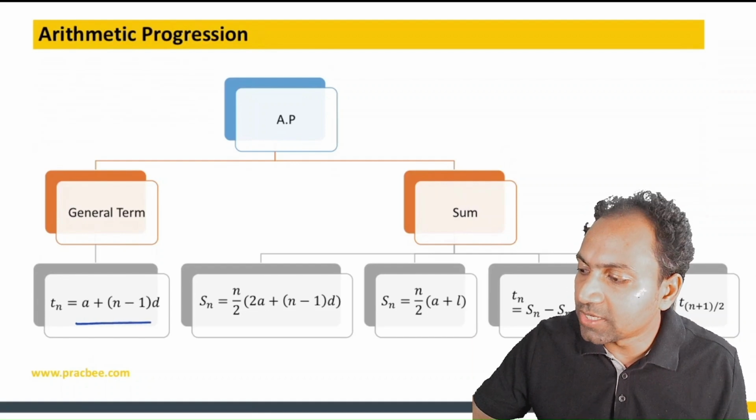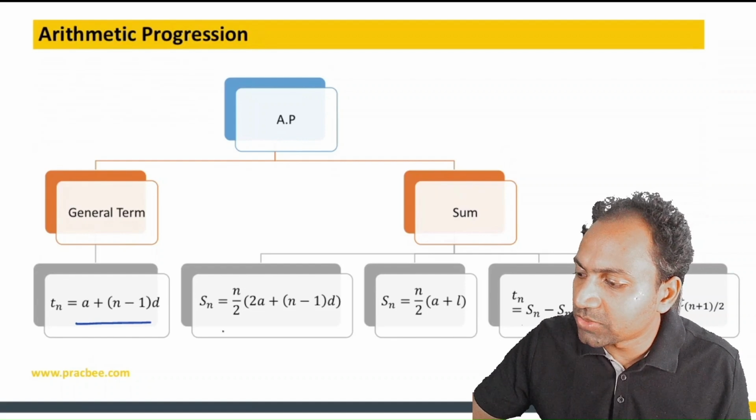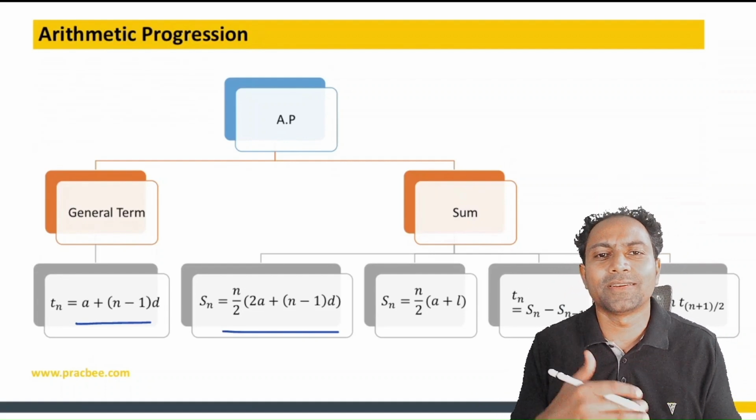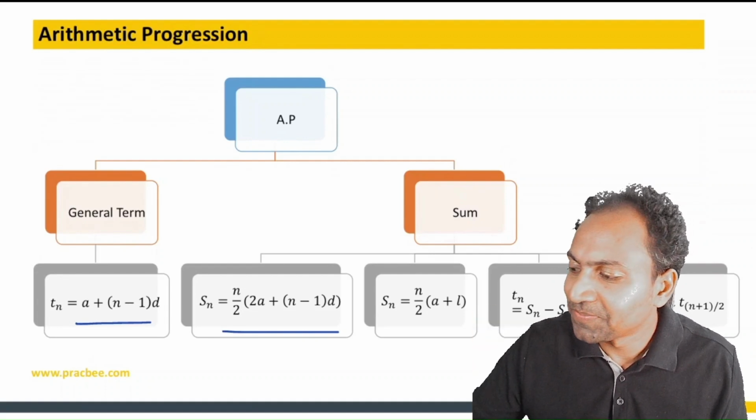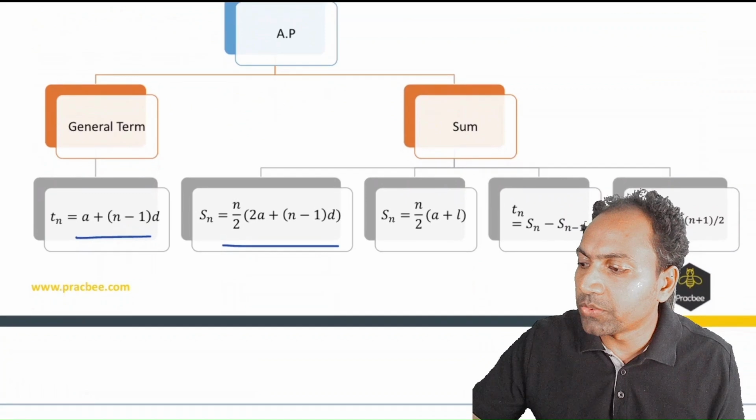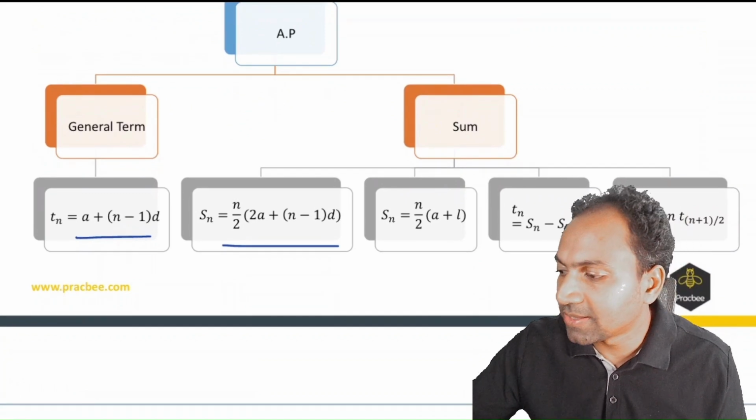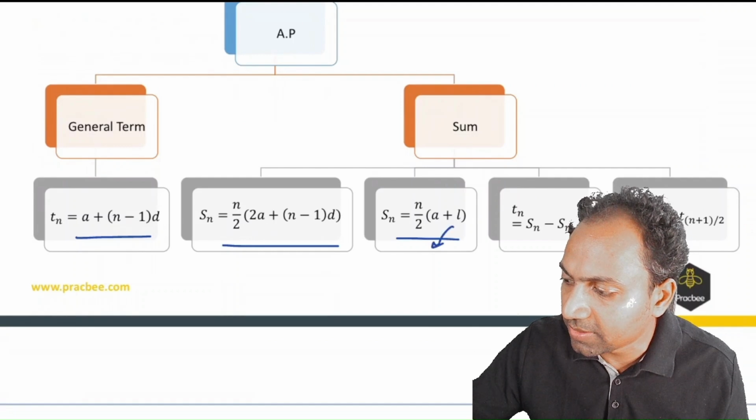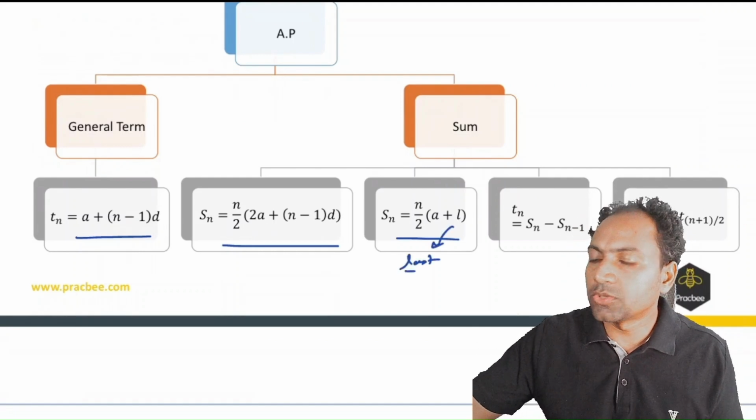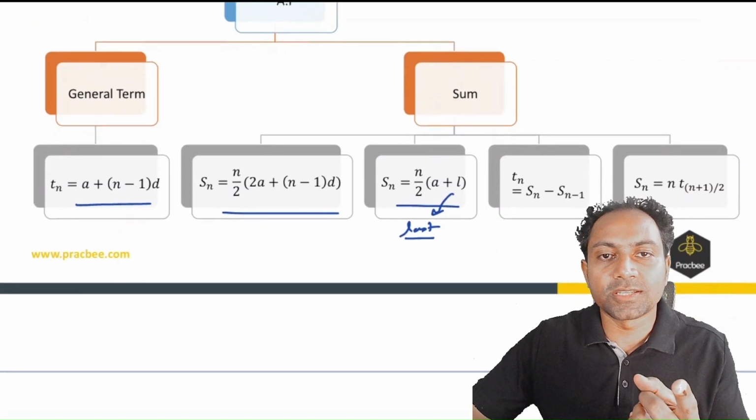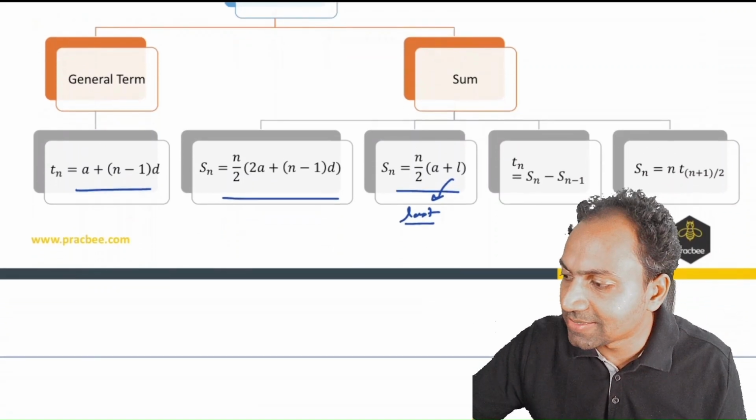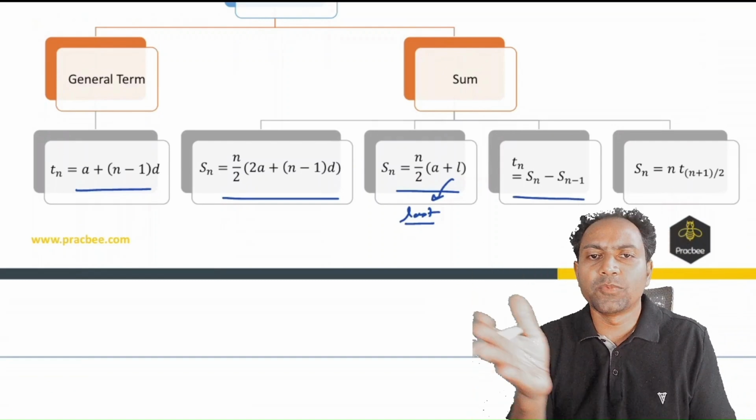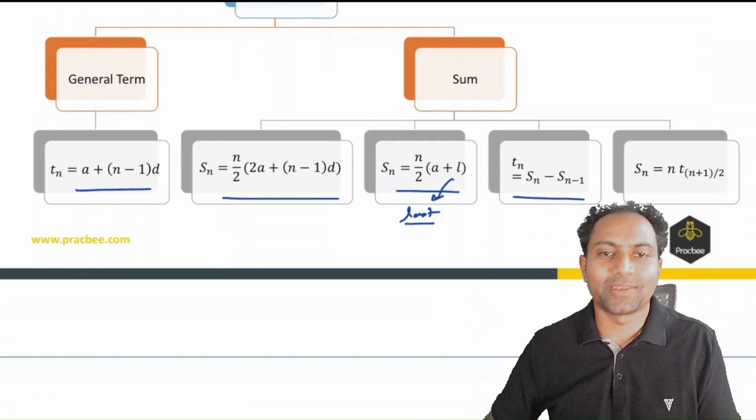The sum of n terms, we can find using this formula n by 2 into twice a plus n minus 1 into d. I don't think that in this video I need to tell you what a and d are. Another way I can write this formula is n by 2 into a plus l, where l is the last term and a is the first term. Also, if I want to find Tn using the sum of n terms, I can use this formula Sn minus Sn minus 1. If I take the sum of n terms and remove the n minus 1 terms from it, we are going to get the nth term.